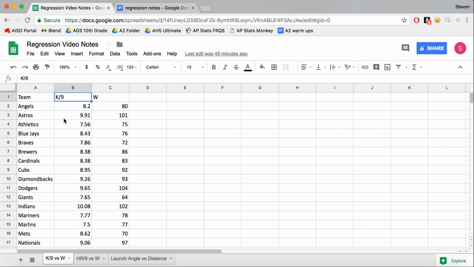So here we have a graph or a table of data where this column is the number of strikeouts that a team recorded in a game. And this is by the pitchers. So here the Angels pitchers were striking out 8.2 batters per game. And then here's the number of wins that the team had. And we're going to look at whether strikeouts and wins correlate strongly.